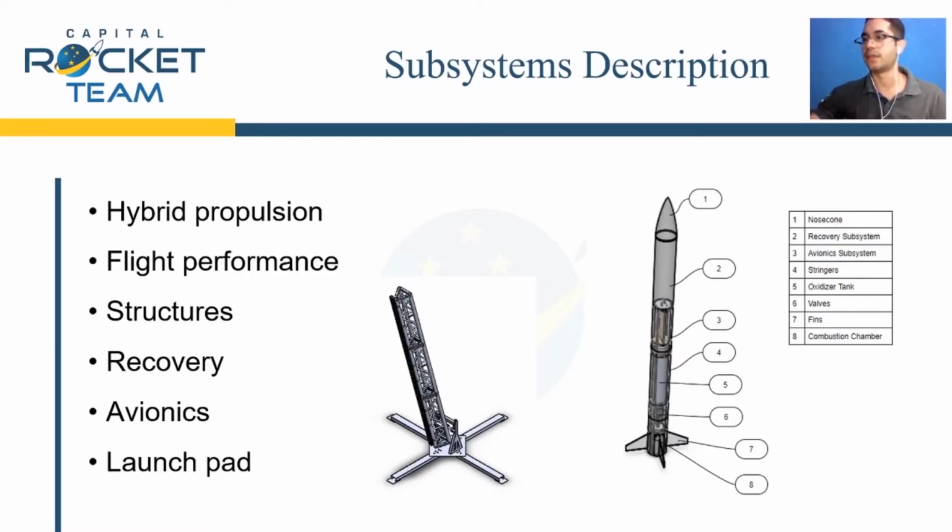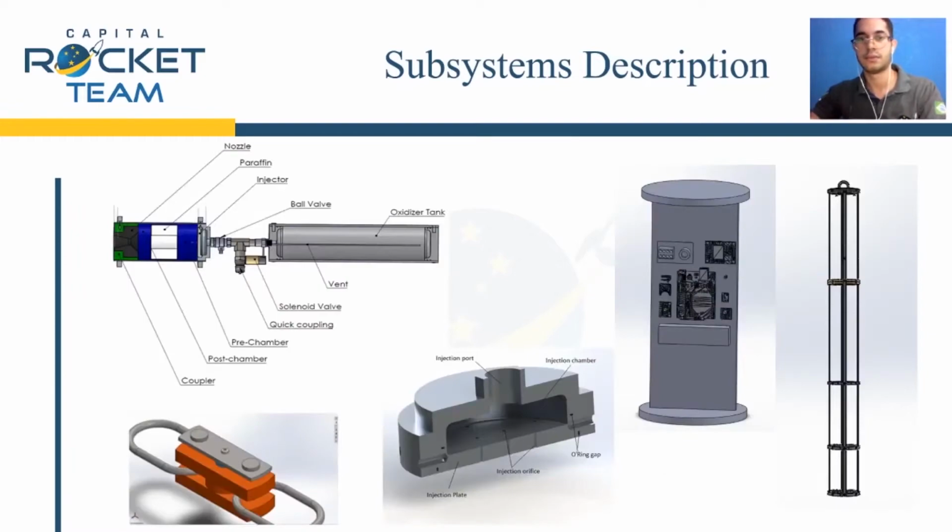Recovery. For the recovery system, a drogue deployment will be used for a parachute in the same module. The ejection system will be pyrotechnic using gunpowder. In the figures, you can see the propulsive system, the descent mechanism from the recovery system, the combustion chamber, avionics modules, and the stringers.